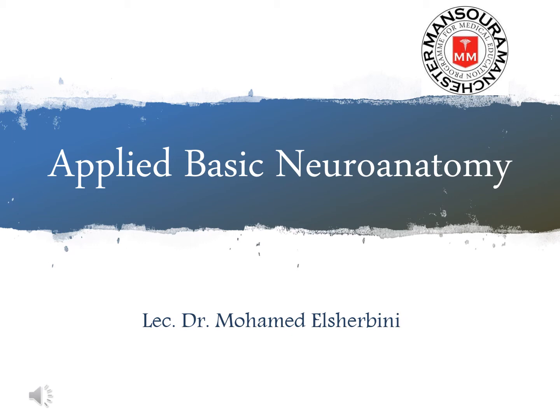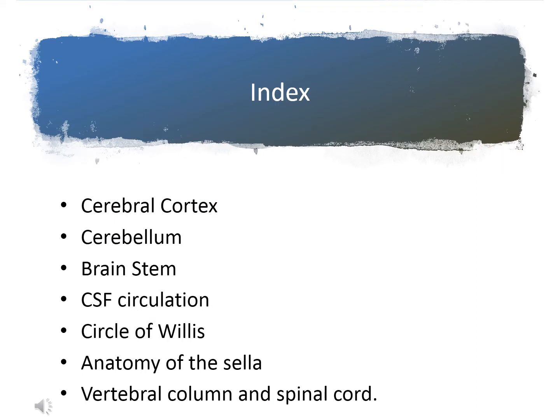I am Mohammed Shirbini, and in this lecture of neurosurgery, we will cover briefly the basic applied neuroanatomy knowledge that you should know during the neurosurgery course. We will cover briefly the anatomy of the cerebral cortex, cerebellum, brainstem, the ventricles and CSF circulation, the circle of Willis as the basic blood supply of the brain, anatomy of the sella, and briefly we'll cover the vertebral column and spinal cord. Of course, in each lecture later, you will have more detailed anatomy specific to the topic.